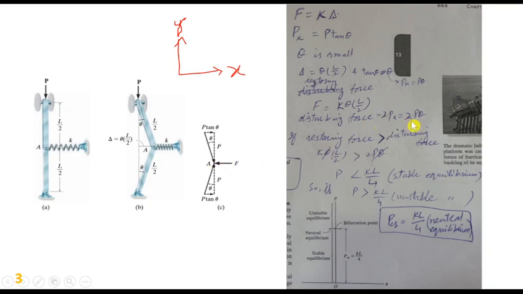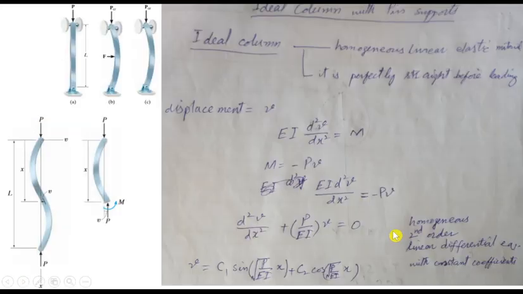This force is greater than the disturbing force, so if this is dominating, the system is stable. If the opposite is there, P is greater than KL over 4, then it will be unstable. And if P is equal to KL over 4, then it is in neutral equilibrium, and this load will be called the critical load, P critical. So at this load, the column is just at the verge of buckling.